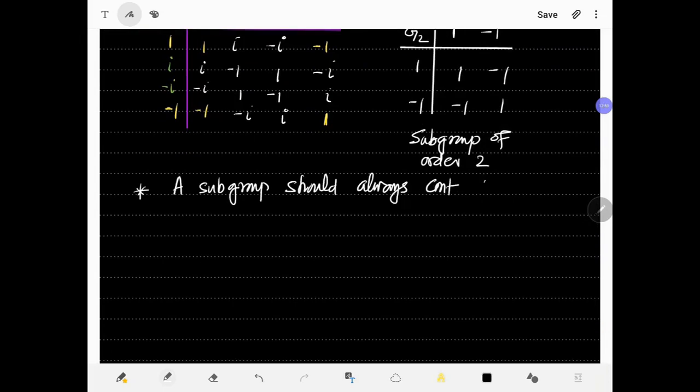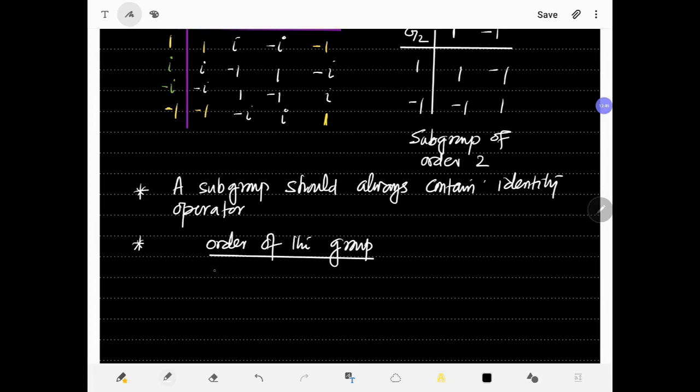In the last 2 examples, you might have seen first example is a subgroup of order 3 which contains identity element, and the second example is a subgroup of order 2 that also contains identity operator. So this is the necessity that a subgroup should always contain identity operator. And another point is the order of the subgroup should be a factor of the order of the group. That means if you divide order of the group by order of the subgroup, you should always get an integer, you should not get a fraction.